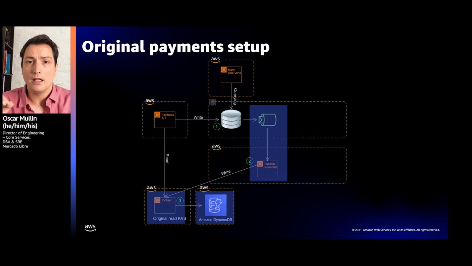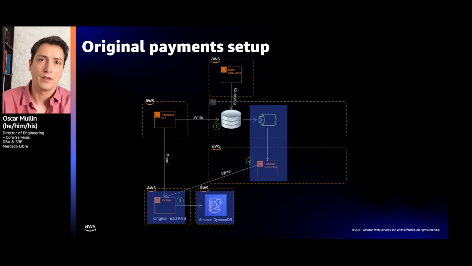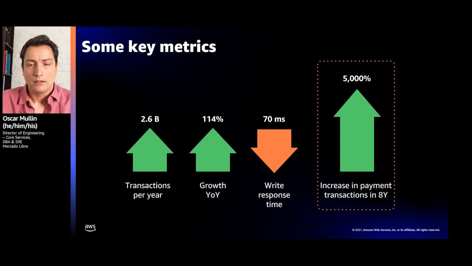But remember that here the critical portion are the writes. If you cannot write the payment, you cannot process the payment. And that was relying on our relational database. Our payments kept growing year over year. We now have more than 2.6 billion transactions per year, a 114% growth year over year, more than 5,000% growth in the last 8 years.